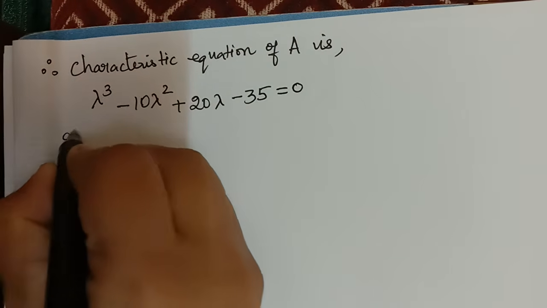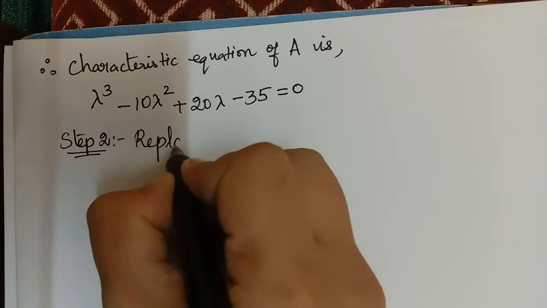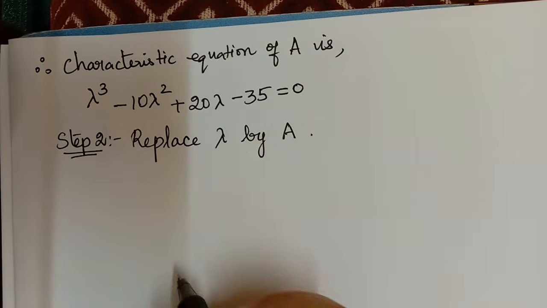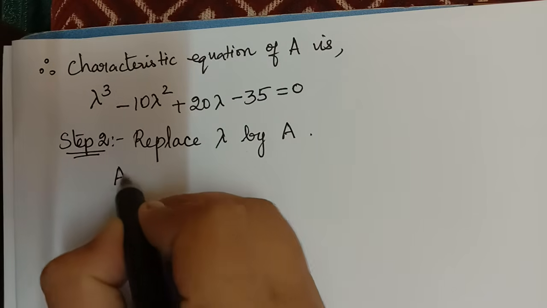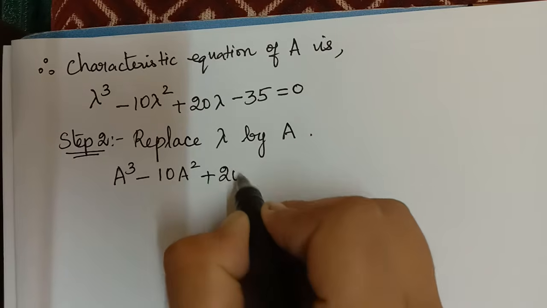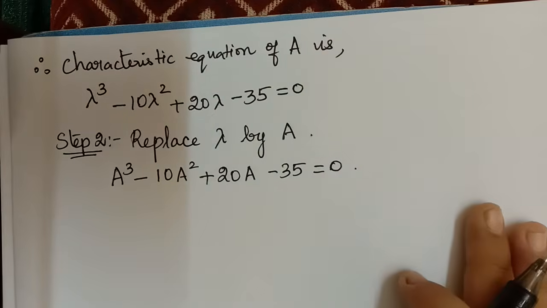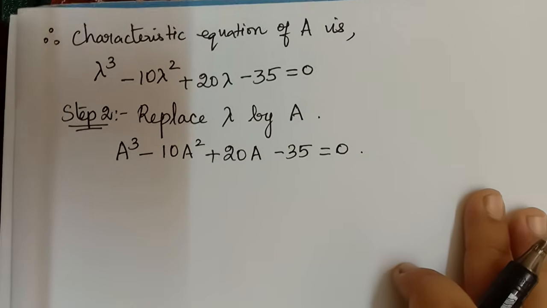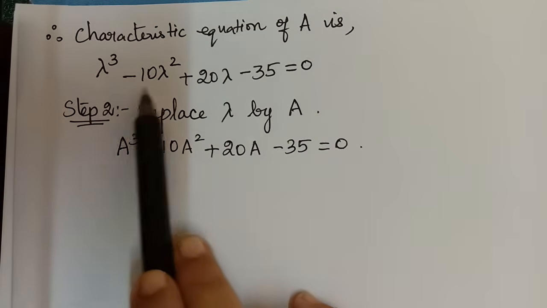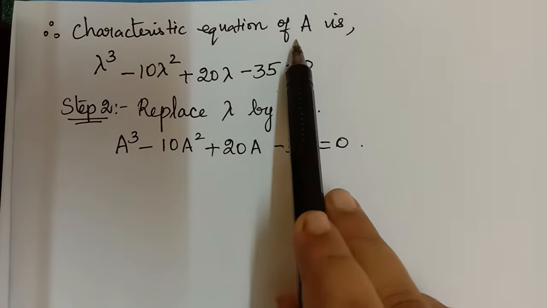Now second step. So step 2 will be, we have to replace lambda by A. So when we replace lambda by A, we get A cube minus 10A squared plus 20A minus 35. Because we are going to verify the Cayley-Hamilton theorem, and the theorem states that every square matrix satisfies its own characteristic equation. So this is the characteristic equation of the square matrix A.